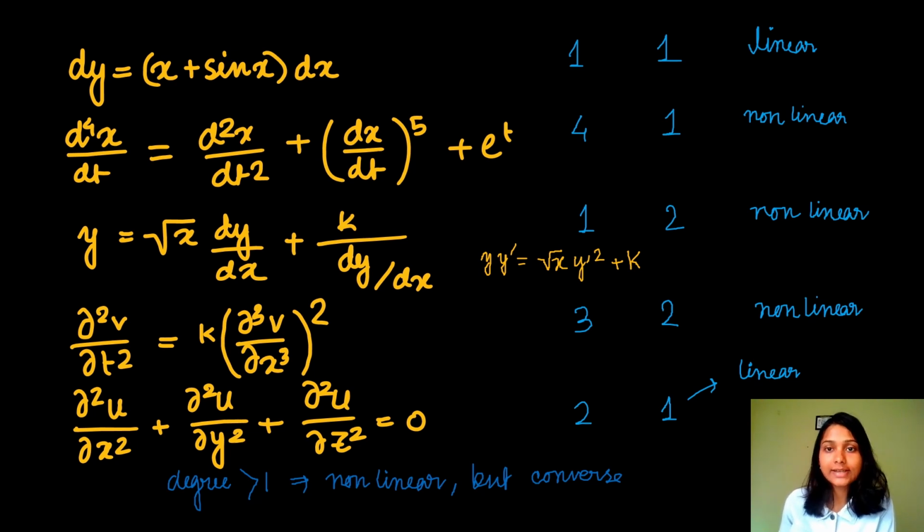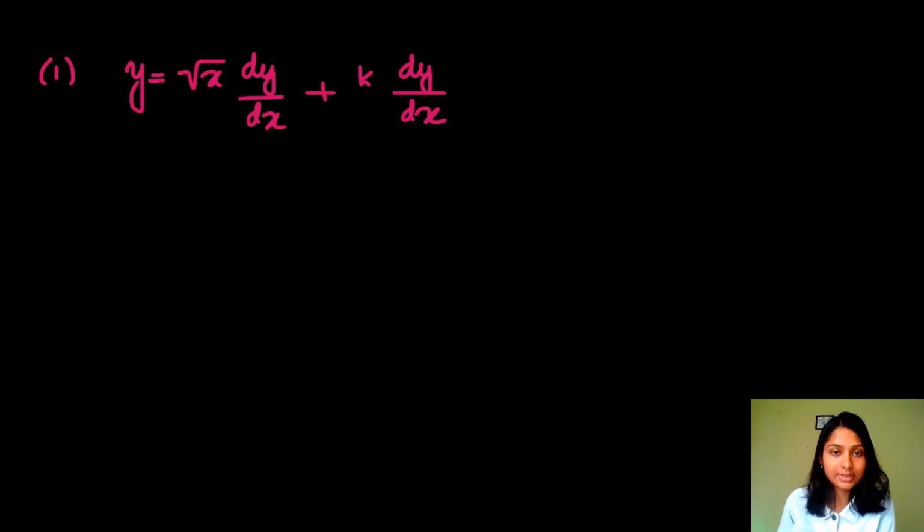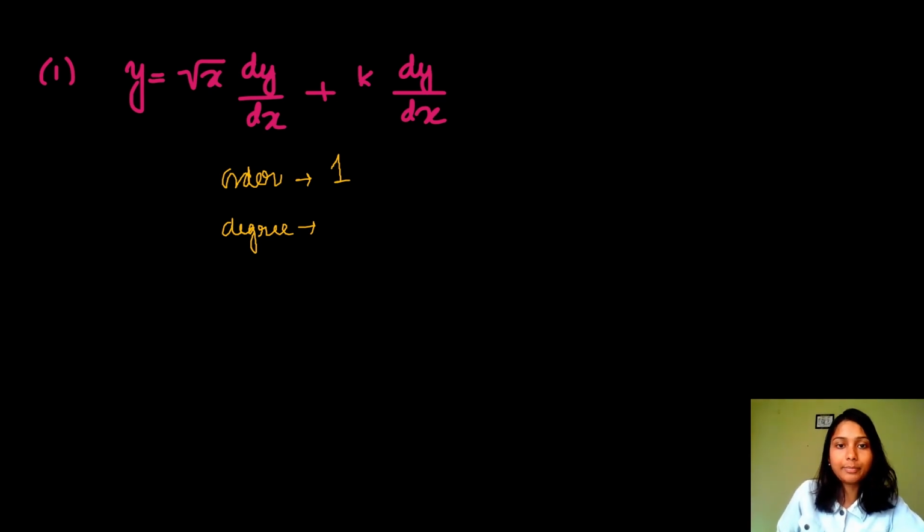Okay, so let us now see some more examples to understand this thing. Here we have this differential equation. Let us now check the degree, order, and the linearity part. As for the order, we have the highest order derivative as 1. So the order is 1. As for the degree, the highest order derivative has power 1. We can see that we have power 1 here, power 1 here, and the dependent variable y also has power 1 here.